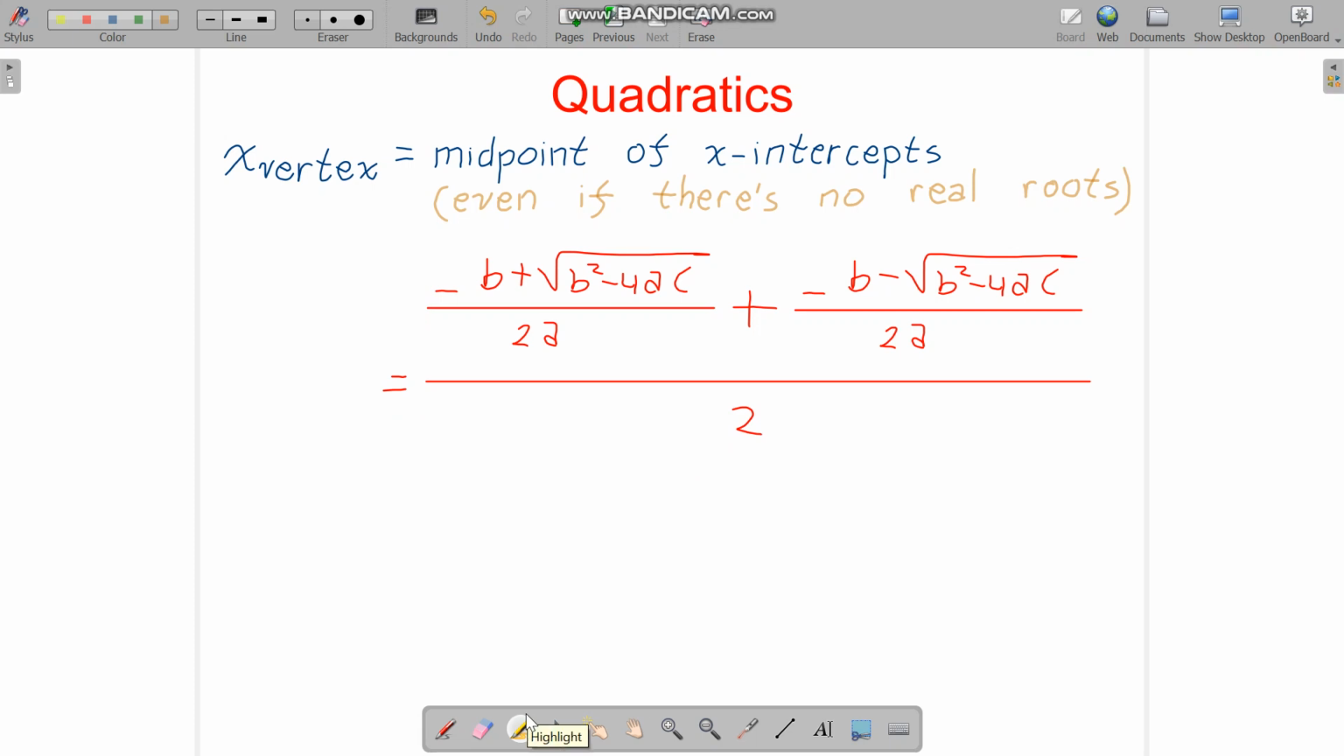So when we add plus something minus something, they cancel out, so we have only minus b, that's minus 2b over 2a, but still divided by 2. So in the simplest form, it is minus b over 2a.